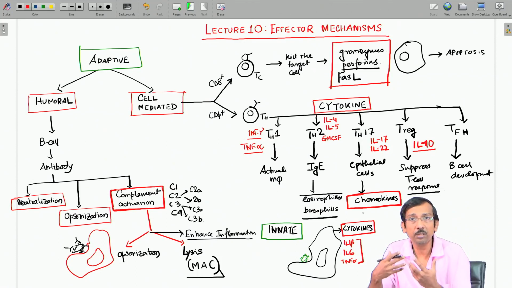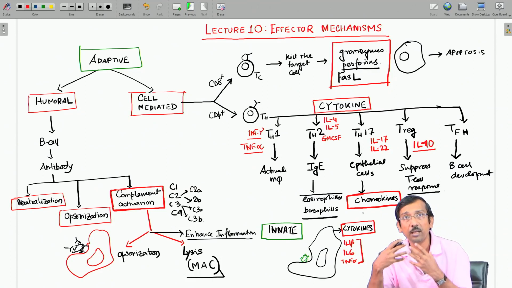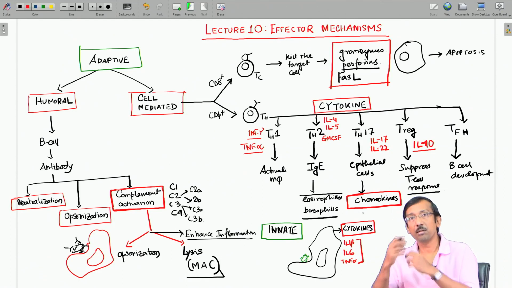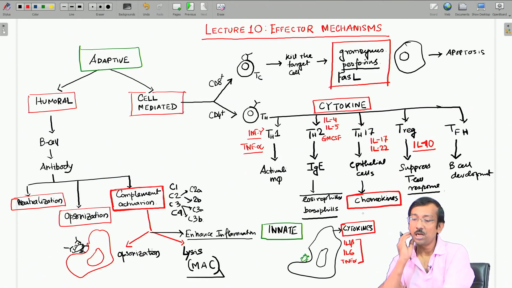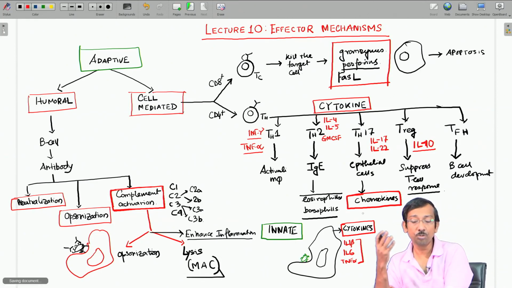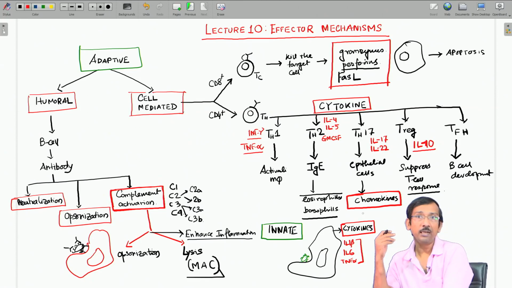Another very important thing is the chemokines. The chemokines have a big role in cell attraction or cell migration. They can attract different cells to different locations. For example, the dendritic cells are licensed to go to the lymph node. That process is called the licensing of the dendritic cell, and there chemokines play a very important role.